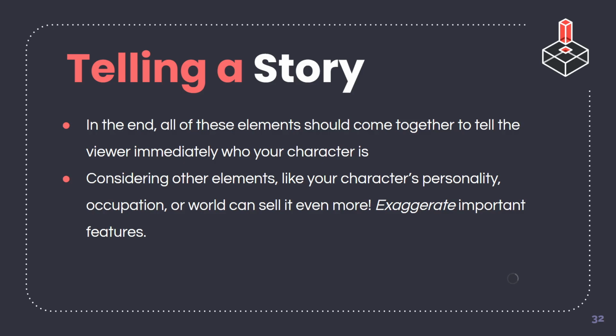Okay, so telling a story. Now that we've gone over a lot of the basics of character design, let's talk about in the end how all these elements should come together. They should tell the audience as soon as they see your character immediately who that person is. Considering other elements than the ones we've talked about, like your character's personality, occupation, or world, can sell it even more. Exaggerate important features. If your character is a fisherman and that is the only important thing about them, they better have a massive fishing rod or a fishing net that they carry around everywhere so that everyone knows that.